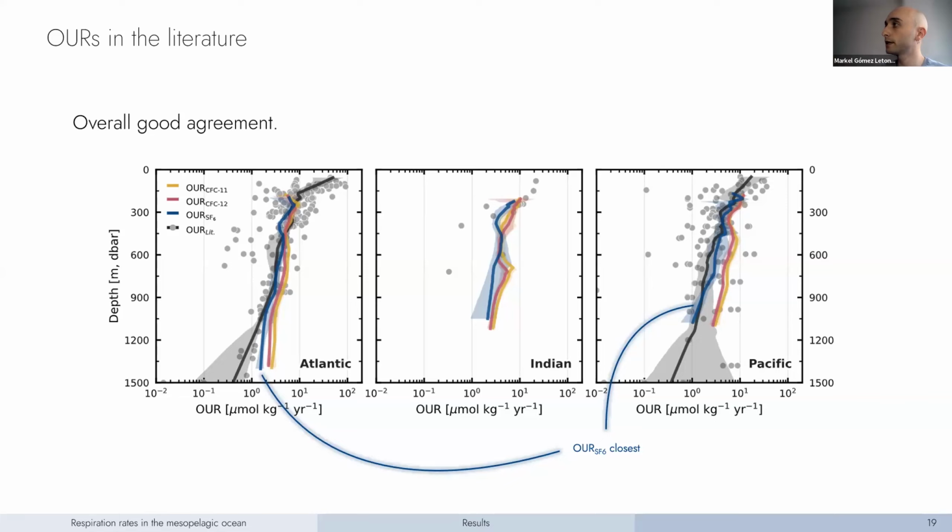And this database, in case someone would be interested, is deposited in Zenodo. So this compilation of rates from the literature can be accessed openly if you search for it, or also if you follow the QR code that is shown in this slide.